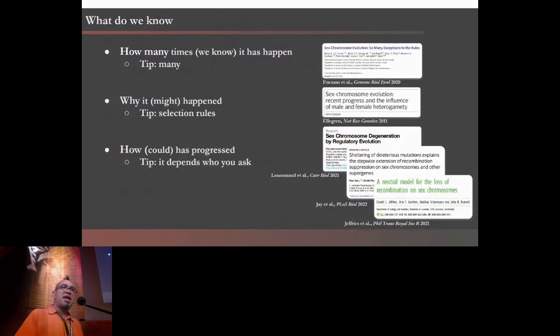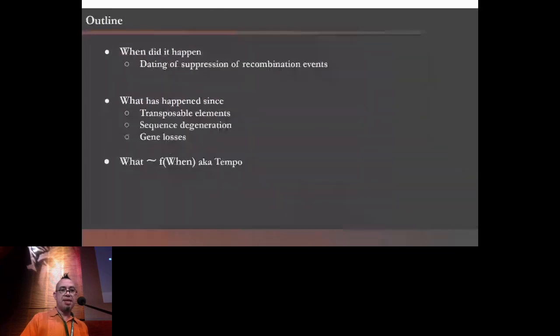This is the idea in studying sex chromosome evolution. We know a lot of things. We know that sex chromosomes appear many times. We know that they appear because having this permanently heterozygous state is selected to allow sexual reproduction. We actually know a little bit about how this has progressed. There are many competing hypotheses, but what we know a little bit less is when recombination suppression starts. So I'm going to talk about dating the suppression of recombination events and what has happened after.